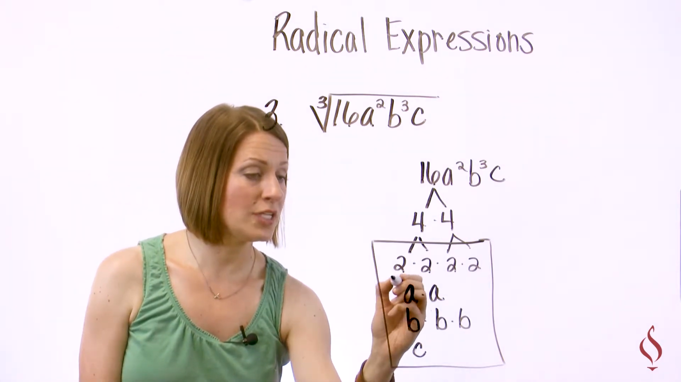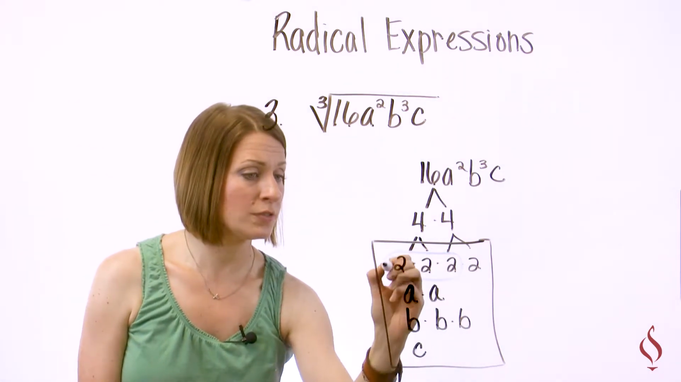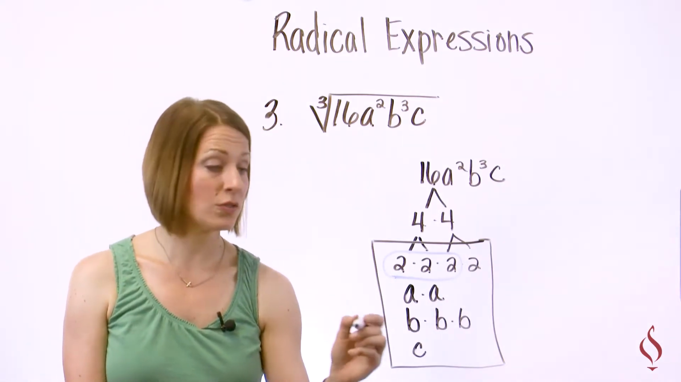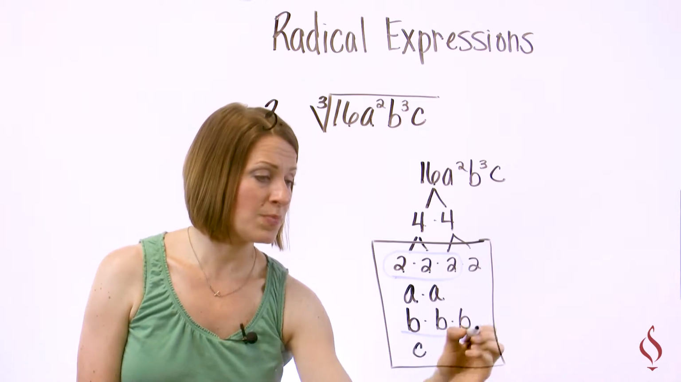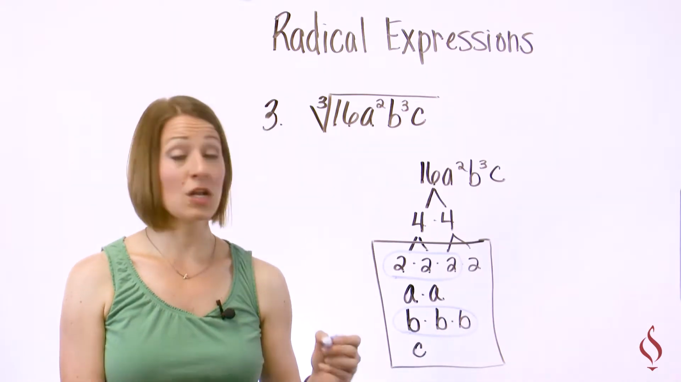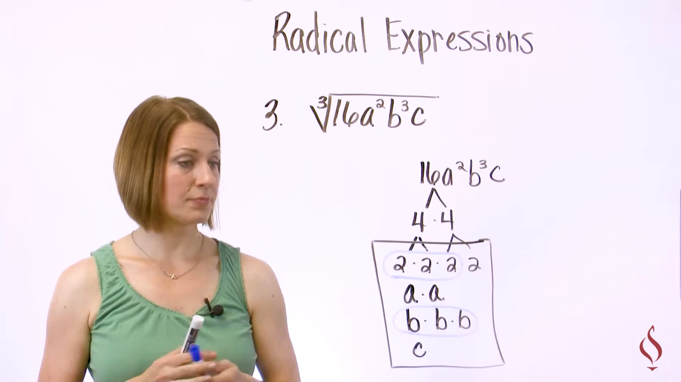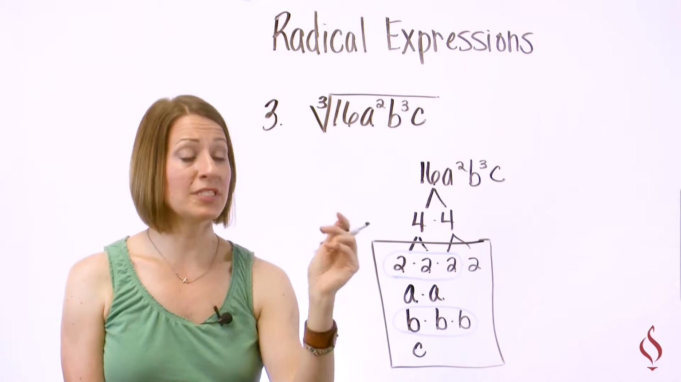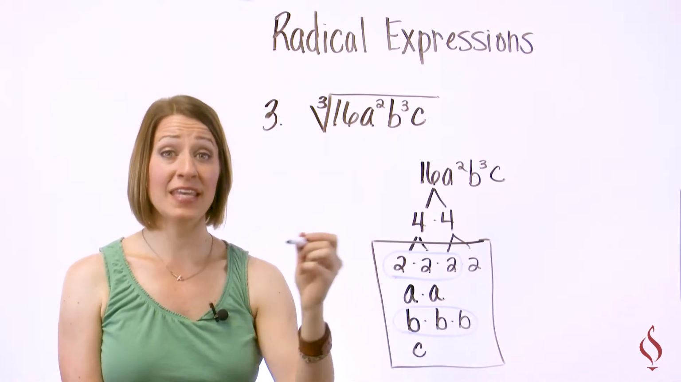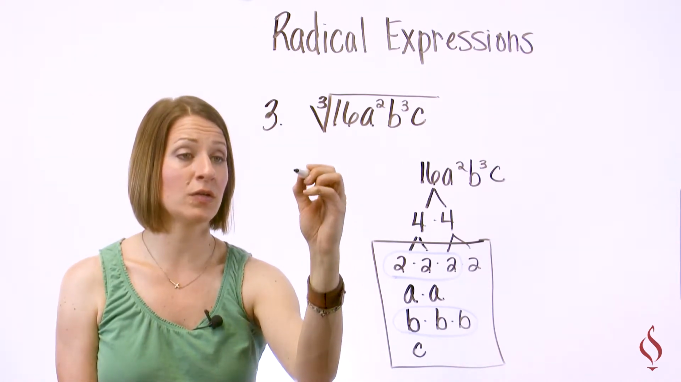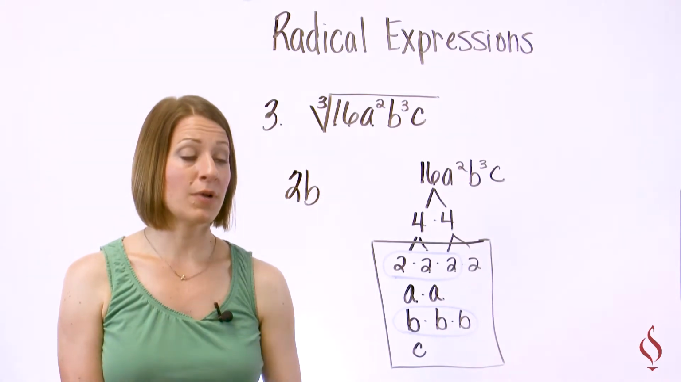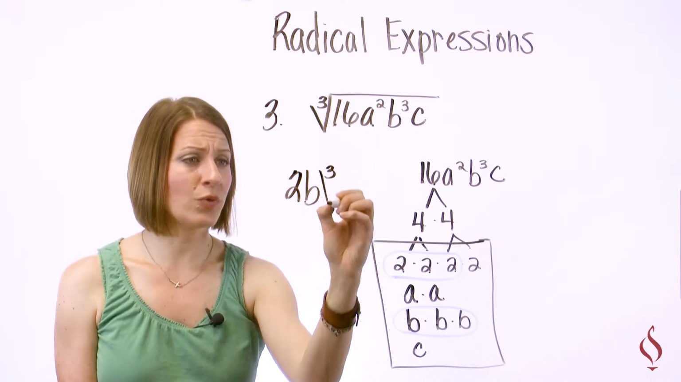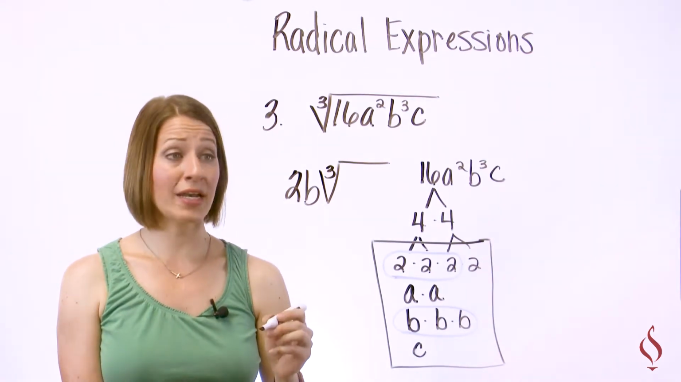We have 3 2's. I want you to circle. Only have 2 A's, so we cannot circle there. We do have 3 B's and only 1 C. Okay, so here's how we're going to formulate our answer. We're going to represent our sets of 3 on the outside of the radical by writing 2b. Okay. Next, I want you to write the cubed radical symbol back.